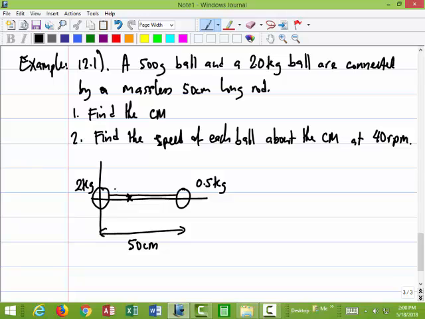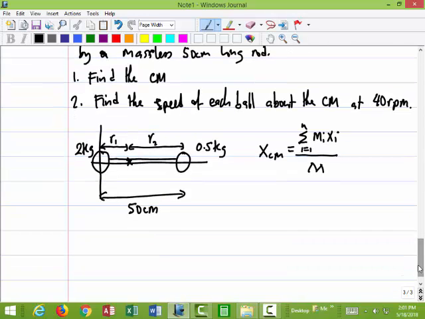So we can say that this distance, let's call it R1, and this distance is called R2. To find the location of the X center of mass, we use the formula: the sum as i goes from 1 to n of m_i x_i, divided by the total mass. Since we are only in one dimension, we are just considering the X center of mass. And there are two balls, so i goes from 1 to 2.